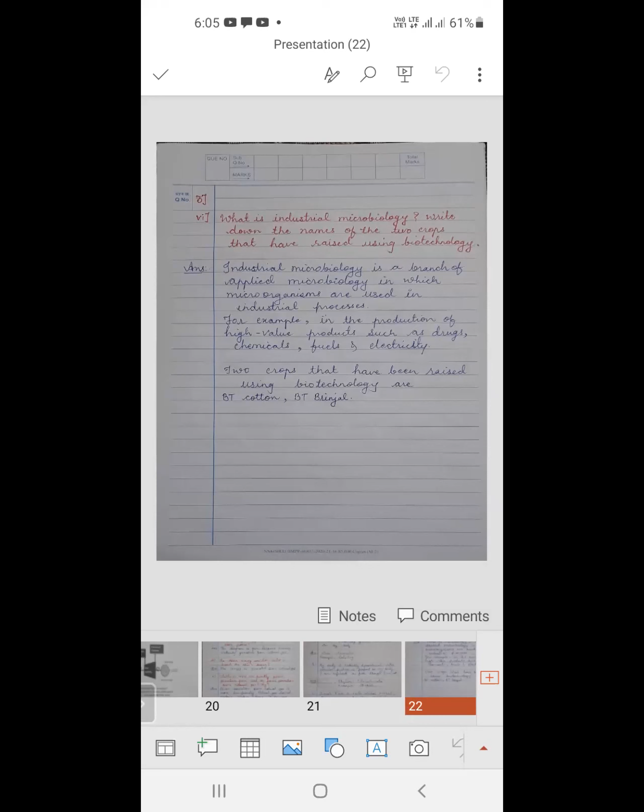The second part asks for the names of two crops. The two crops that have been raised using biotechnology are BT cotton and BT brinjal. This answer is expected for the question.